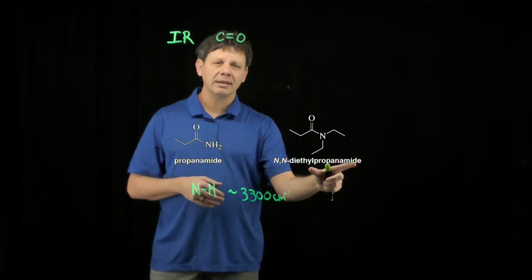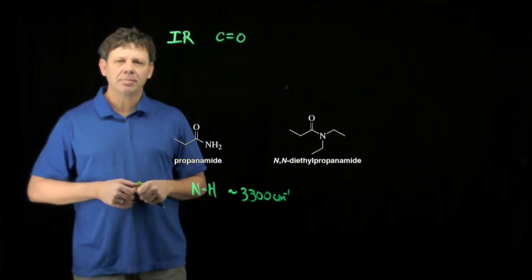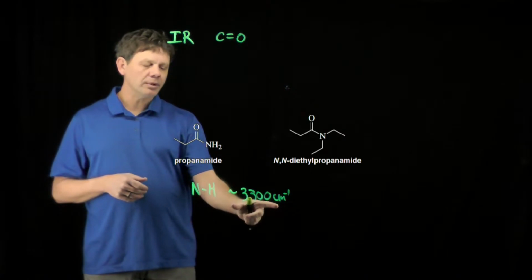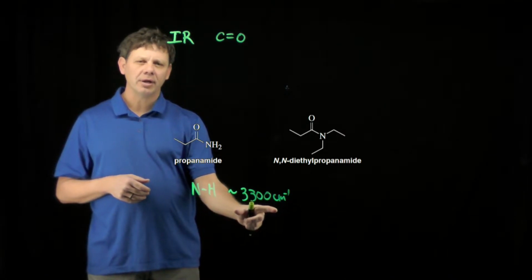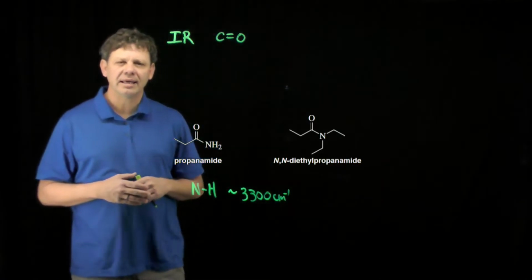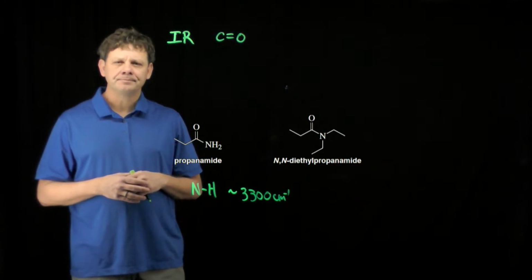In diethyl propanamide, lacking those NH bonds, we will not have that. So the one difference in the IR is we would expect to see this really broad band around 3,300 for propanamide. If we don't have that band, then the molecule is N,N-diethyl propanamide.